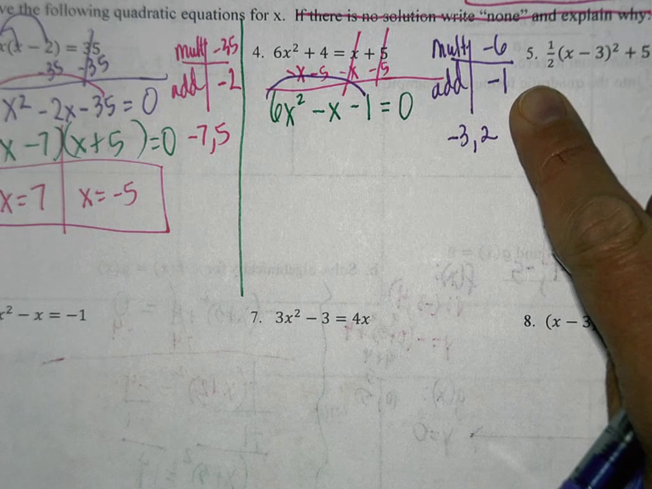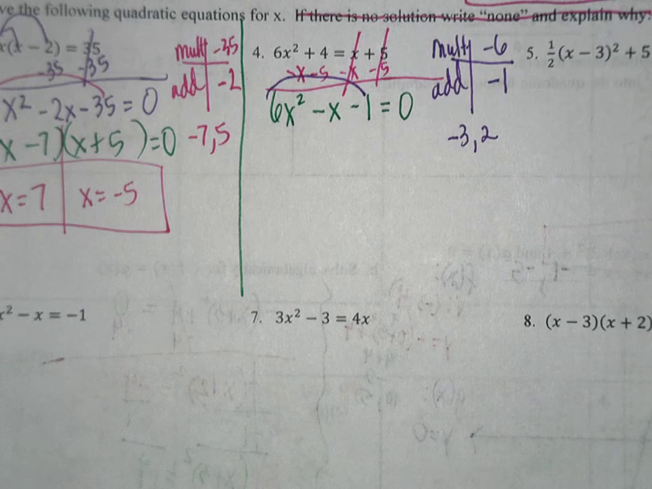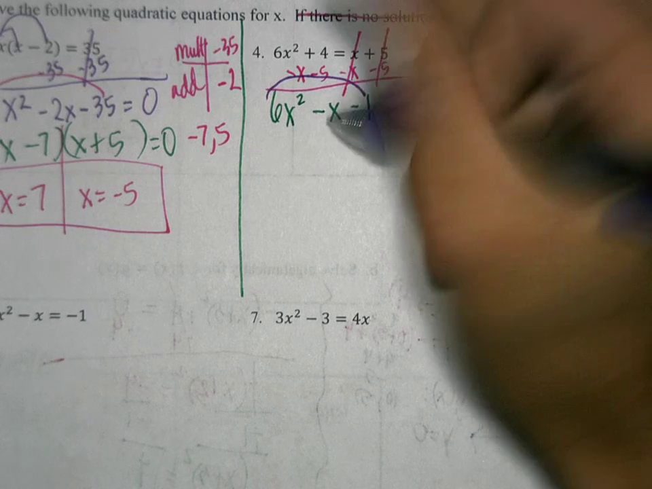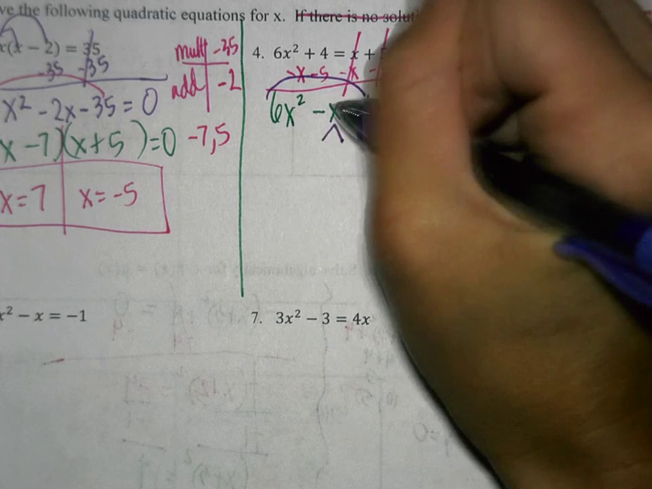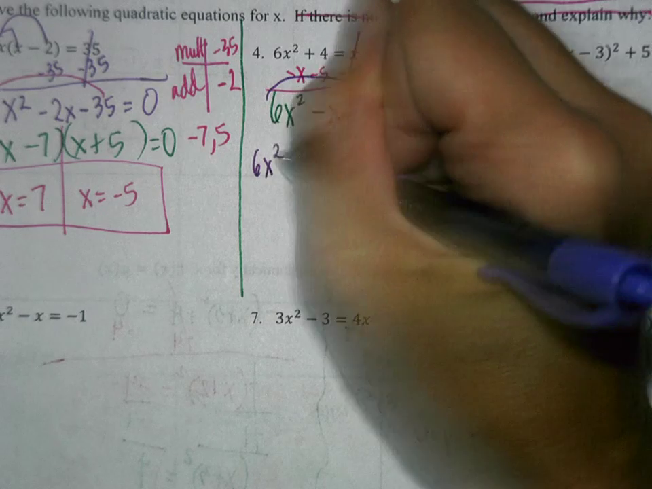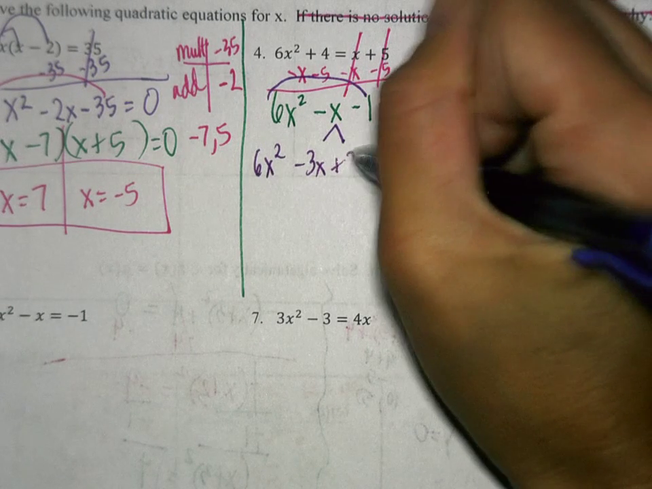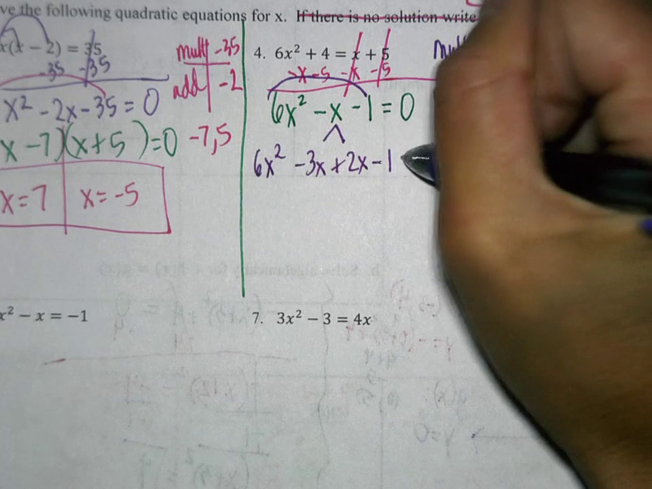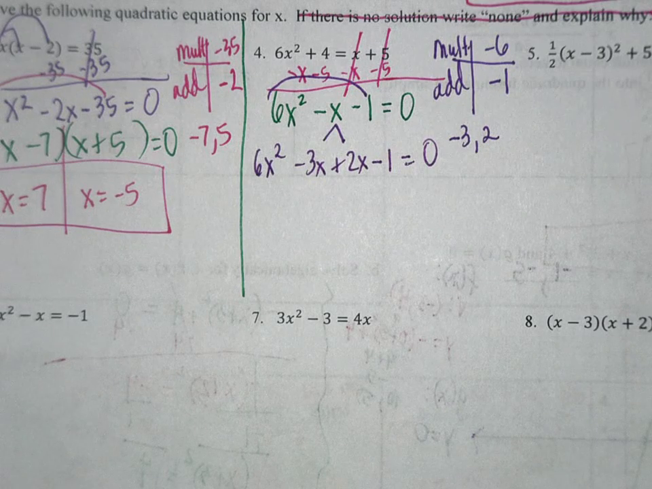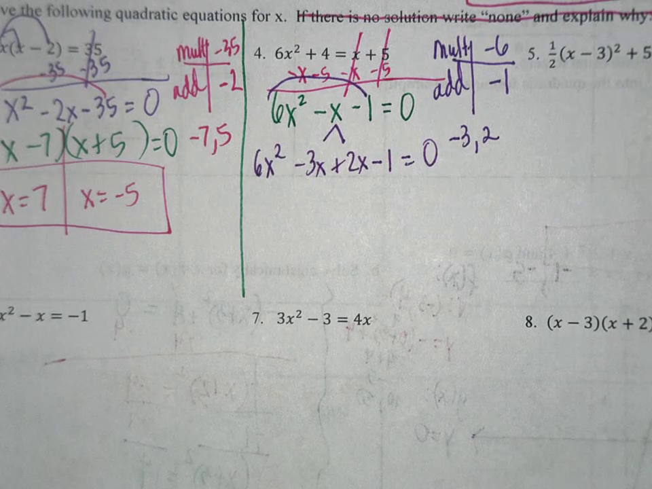Okay, and can I use my shortcut? No, good. Okay, so we're going to break this down. And so we get 6x squared minus 3x plus 2x minus 1 equals 0. Are there any questions about this?